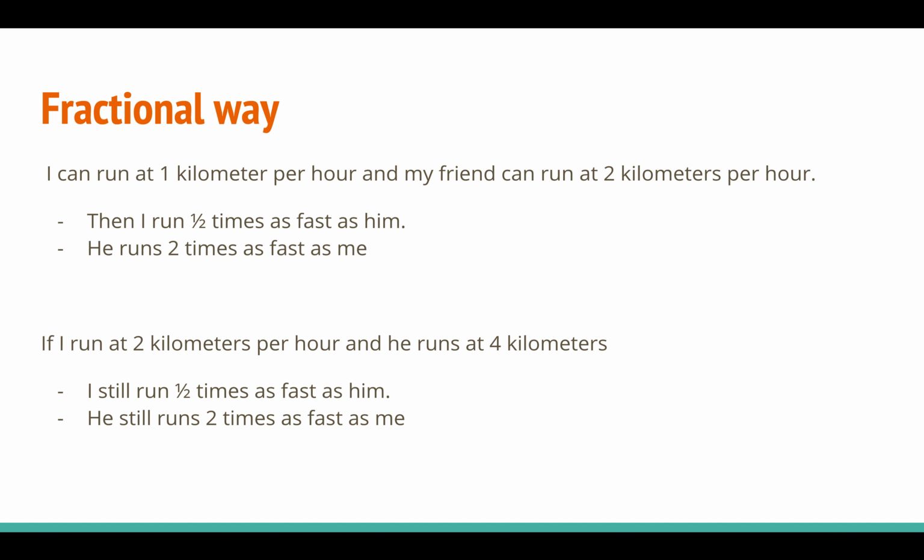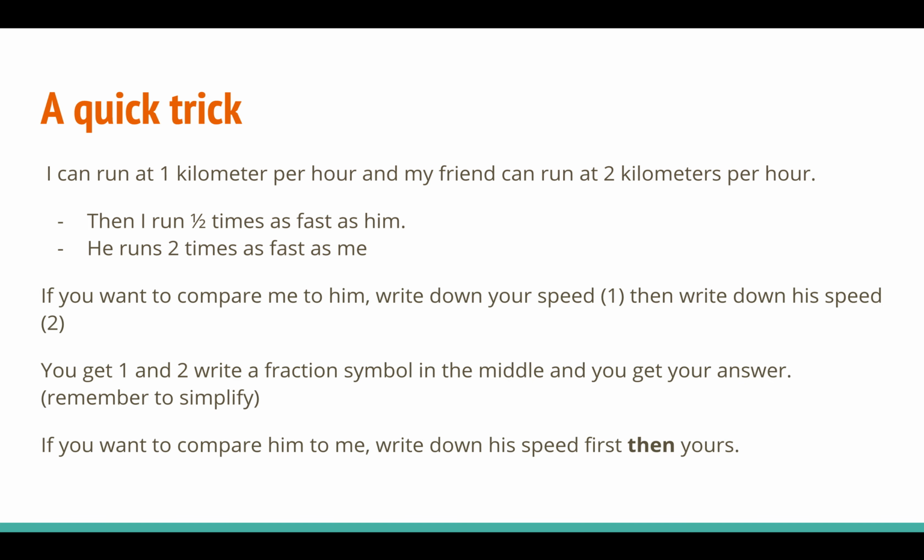So I can run at 1 kilometer per hour. I'm pretty slow, and my friend can run at 2 kilometers per hour. Well, then I run 1/2 times as fast as him. By the way, 1/2 is 1 divided by 2, and he runs 2 times as fast as me. If I run 2 kilometers per hour and he runs at 4 kilometers per hour, well, I still run 1/2 times as fast as him, and he still runs 2 times as fast as me.